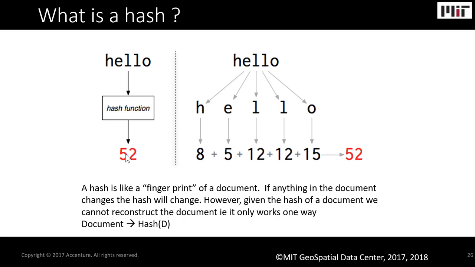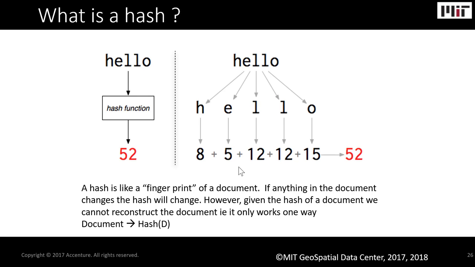Now, the hash is like a fingerprint in the sense that if anything in the document changes, let's suppose the E here changed to an O. So now instead of E being 5, it would be an O, it would be 15. So there'd be now a total of 62. So the hash would change quite radically.